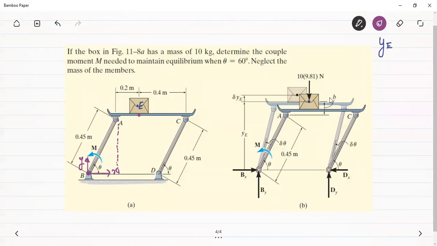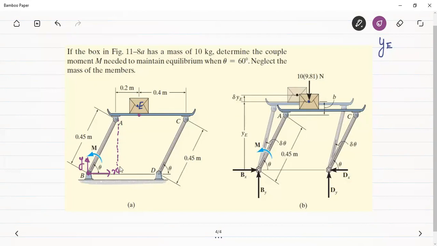Because this distance B, the distance of the center of gravity from the link AC, will not depend upon the change in the rotation, isn't it? Can you figure it out? The distance B, that is from the link AC to the point E, will be independent of the rotation. Therefore, when we are going to differentiate it, the change in this length will be equal to 0.